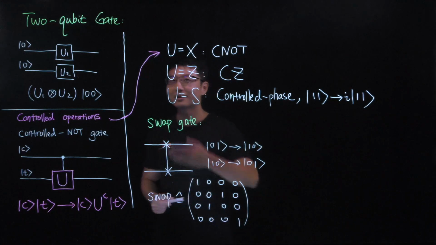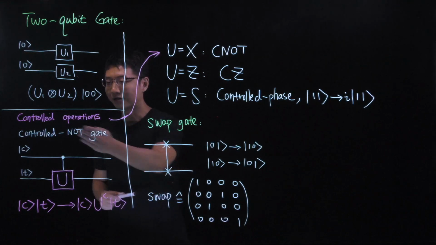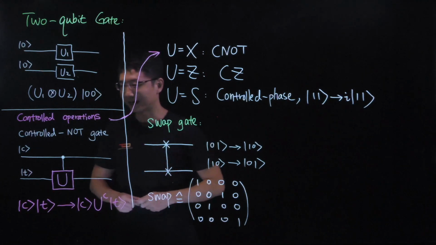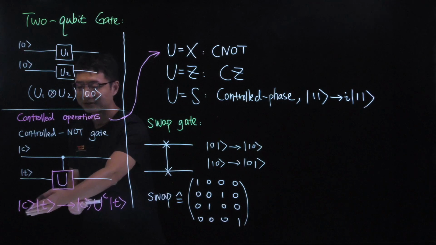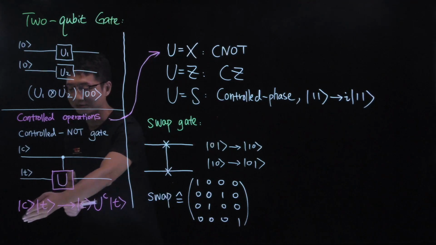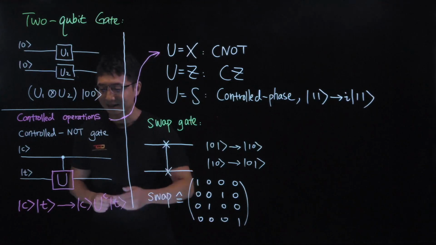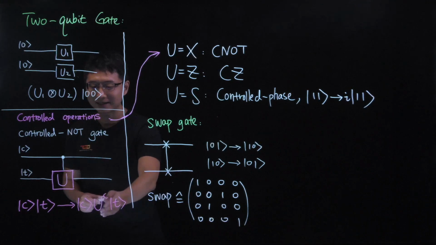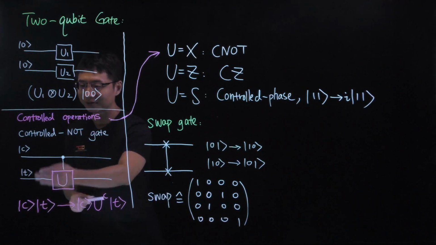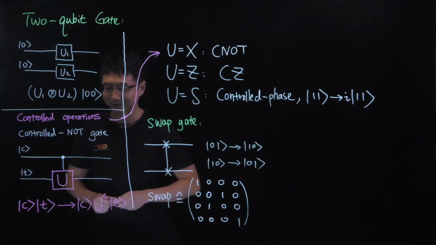In fact, the controlled NOT gate and the controlled Z gate are just special cases of a general controlled unitary gate. So here I have replaced this by a box with a general unitary inside. So the state transformation goes from the control and target to the control and unitary to the power C acting on the target. If the control is in the 0 state, this will be the identity, nothing happens to the target. If the control is in the state 1, we apply a general unitary on the target state.